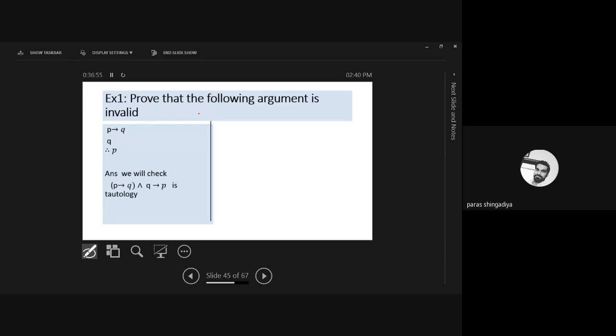Okay, three statements are given. So first create the formula. We'll check A1 and A2 conditional to the A3. A1 means P conditionally Q, A2 means Q, and A3 means P. ठीक है, इसको आपको टेबल में फिट करना है. And if it is reflect tautology, then A1, A2, A3 are valid argument. If it is not reflect tautology, then it is not valid argument.